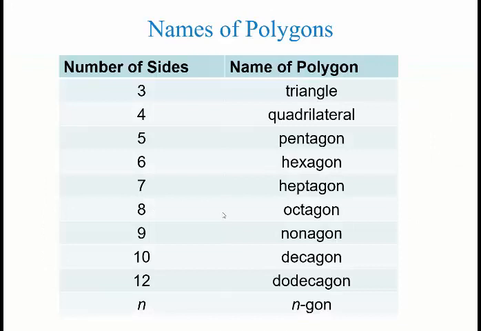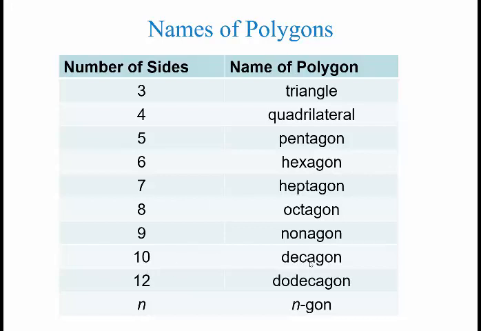We have very specific names based on the number of sides polygons have. If it's 3 sides, it's a triangle, 4 sides, quadrilateral, 5 sides, a pentagon, 6 sides is a hexagon, 7 sides is a heptagon. An 8-sided shape is an octagon. 9-sided is a nonagon, 10-sided is a decagon, and 12-sided is a dodecagon.